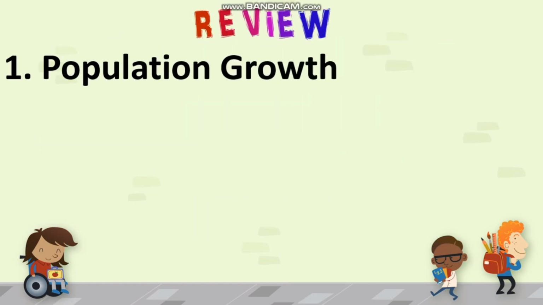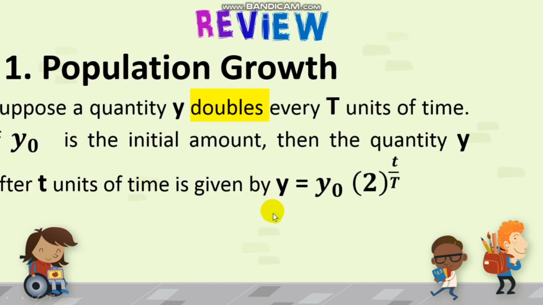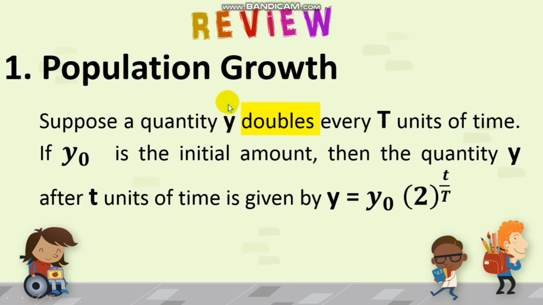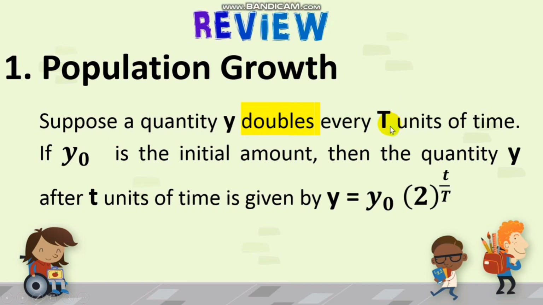So, last time, na-discuss natin to that suppose a quantity y doubles every t units of time. So, ibig sabihin, yung ating subject ay dumodoble every certain hours. If y sub 0 is the initial amount, so ibig sabihin may given tayo lagi na initial amount, then the quantity y after t units of time is given by this. Y is equal to y sub 0 times 2 raised to small letter t over capital T.